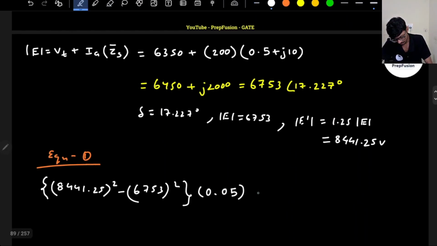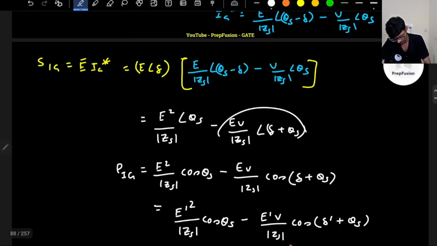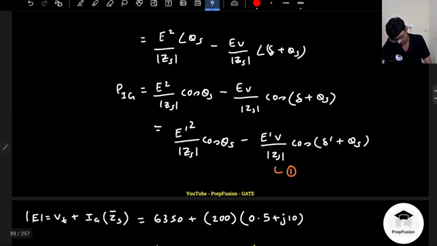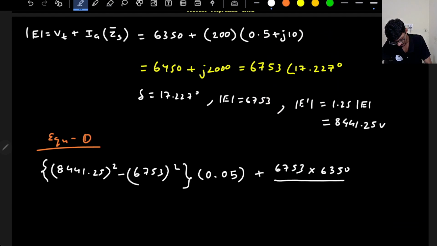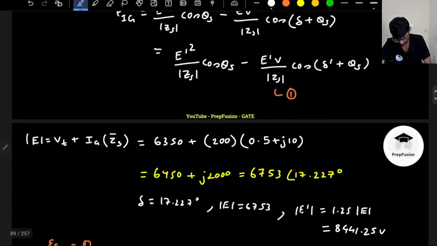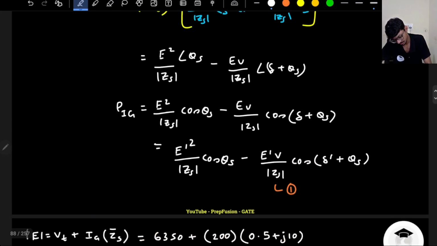Okay, if this goes on the right hand side, what will happen? It will simply be added, right? So E into V delta plus E, that is 6753 into V, 6350 divided by, okay, ZS is anyways cancelled, into cos of theta plus delta. So theta is 0 anyways, so this will be same only, sorry, cos of theta s into delta.